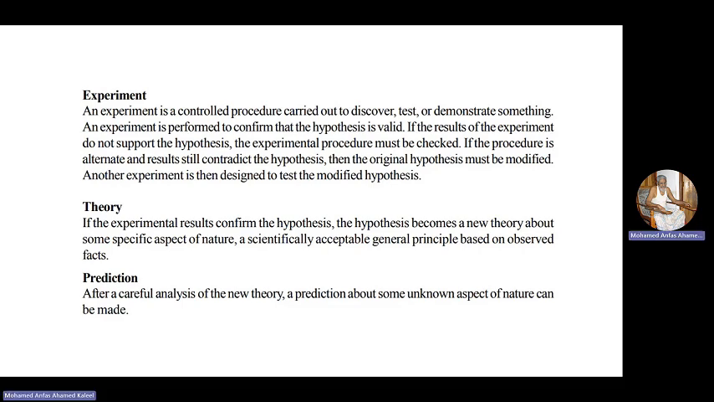From a careful analysis of the new theory, a prediction about some unknown aspect of nature can be made. Using this theory, we can predict, and we can also determine or identify the unknown aspect of nature.